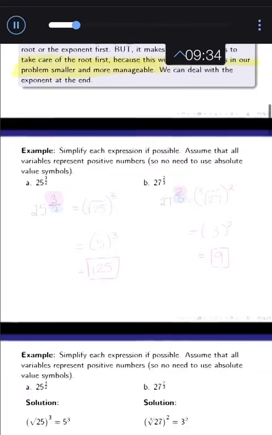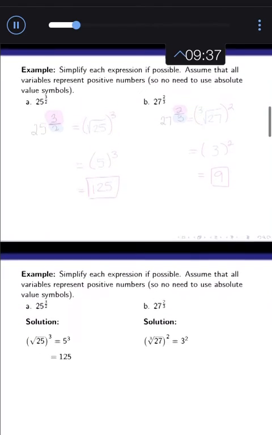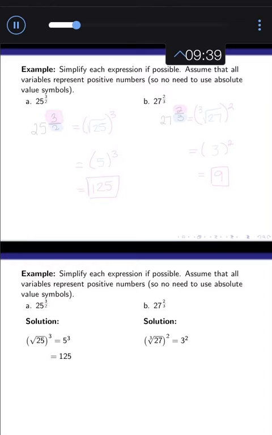Let's look at this next example, 25 to the 3/2. So technically it doesn't matter if we deal with the 3 or the 2 first, but let's make our lives easier and deal with the bottom first, which means let's turn it into whatever kind of root the 2 will turn it into. Well, the 2 will turn this into a square root of 25, which is 5. Then we'll deal with the exponent of 3 at the end.